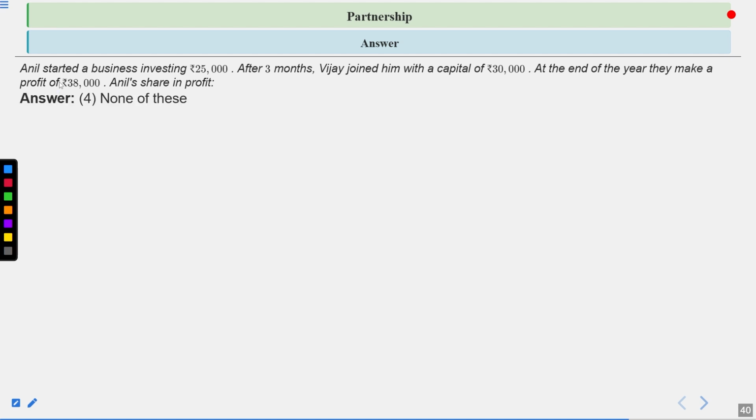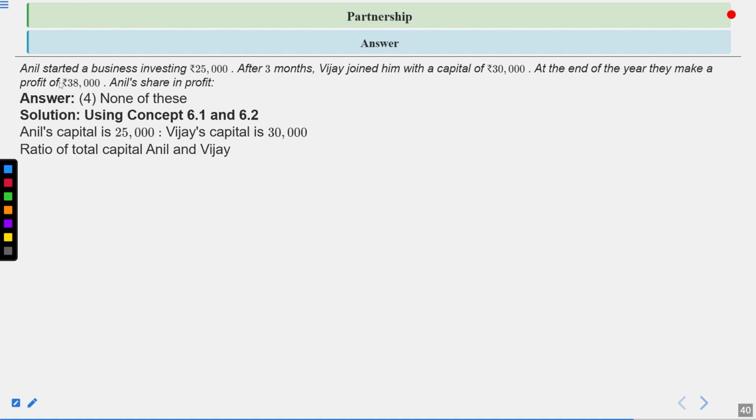So the correct answer of this question is the fourth one, which is none of these. Now see the detailed solution using concept 6.1 and 6.2 in this question. Anil's capital is 25,000 rupees, Vijay's capital is 30,000 rupees. Now the ratio of the total capital of Anil and Vijay becomes 25,000 multiplied by 12 to 30,000 multiplied by 9. When we simplify it, we get the ratio 10:9. So this is also the profit ratio.